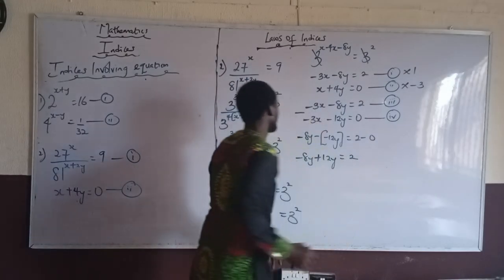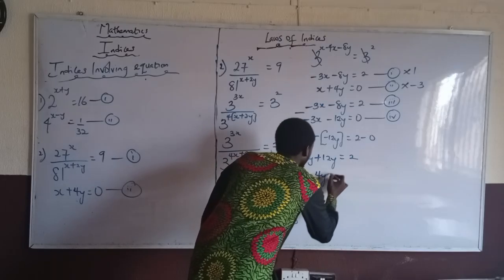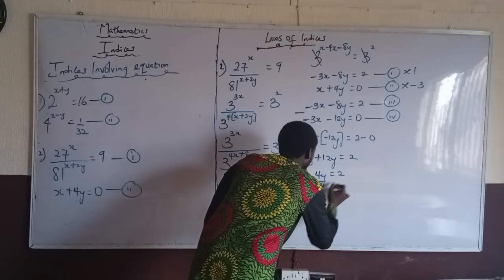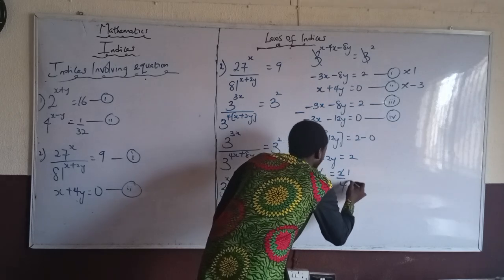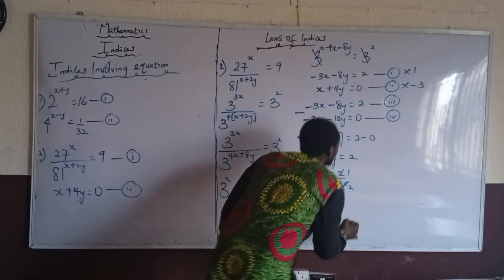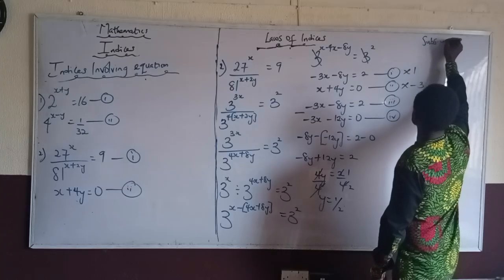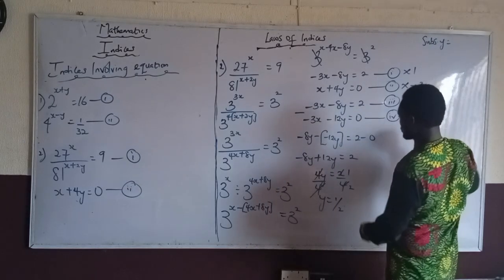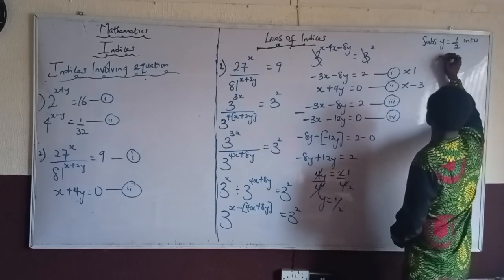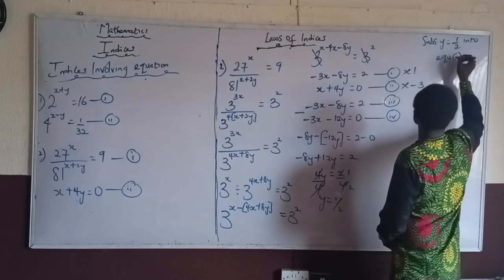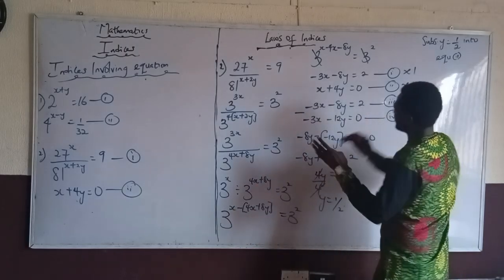Then equals 2. So minus 8y plus 2y is 4y equals 2. Divided by 4, divided by 4. 4 cancels 4, y becomes 2 over 4, which is 1 over 2. So I will substitute y equals 1 over 2 into equation 1. And actually, let's use equation 2 for simplicity.